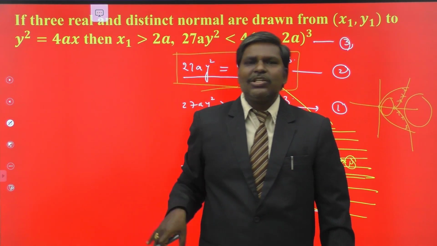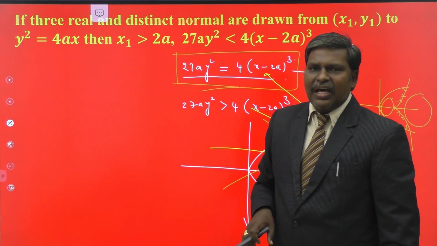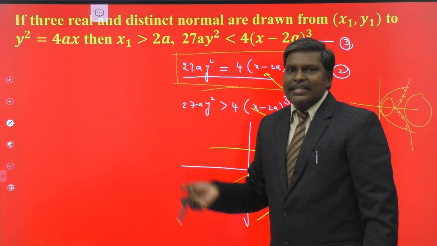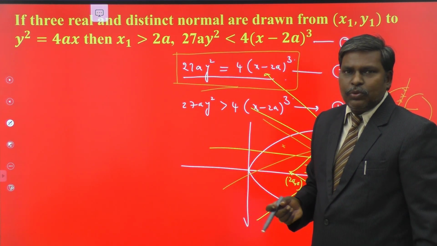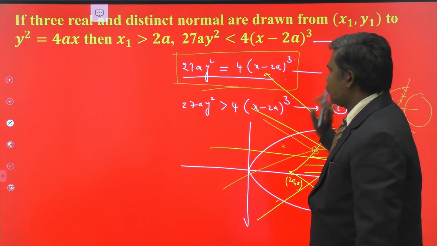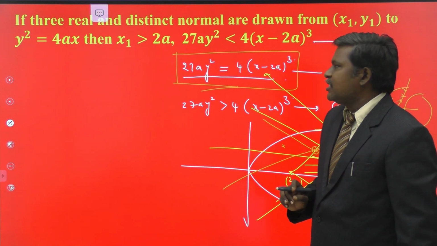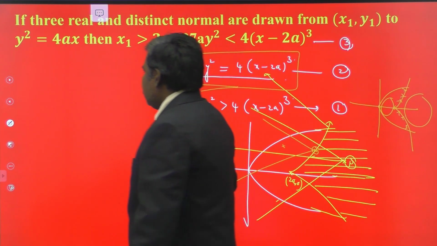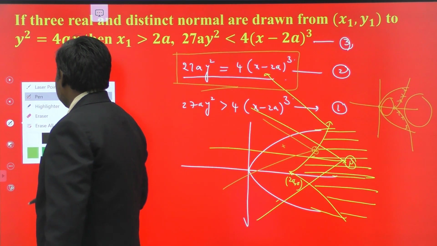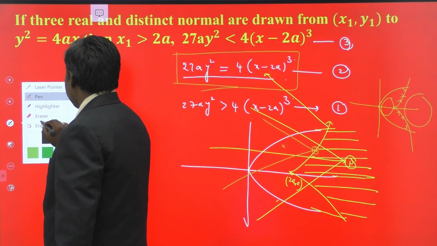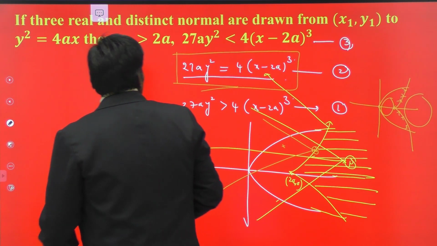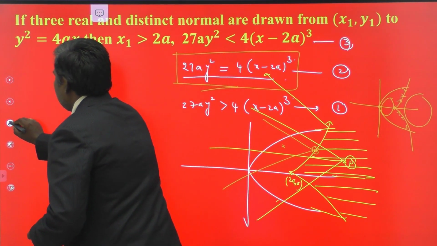So, this is the entire story related to the number of real and distinct normals through the point to the parabola. This is one of the best concepts for you, my dears. Listen carefully. Okay. Next one.